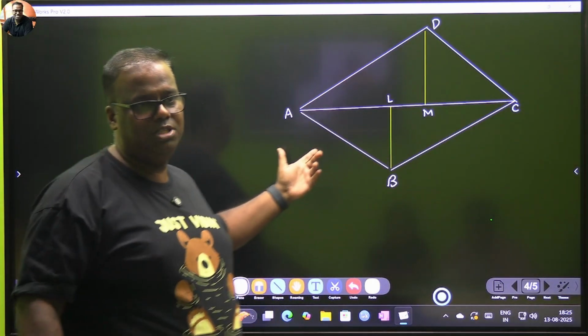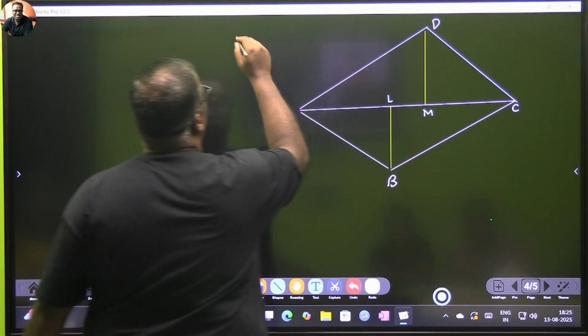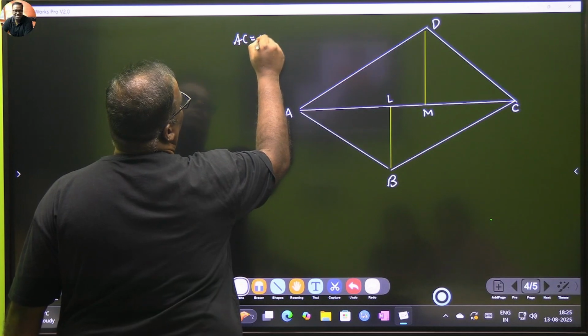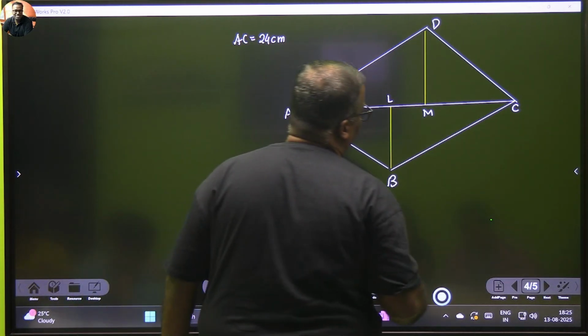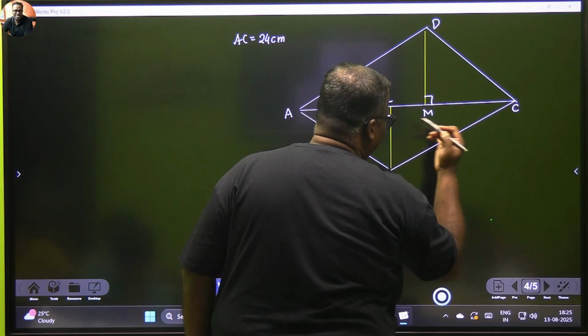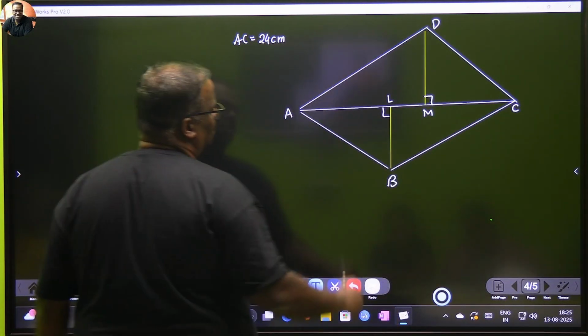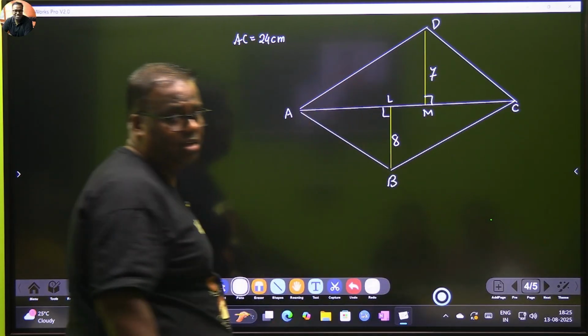Can you give me the measurements? AC is equal to 24. AC is equal to 24. And BL is 7 and DM is 8. That I also know. Tell me the data. Okay. Find the area of the figure.